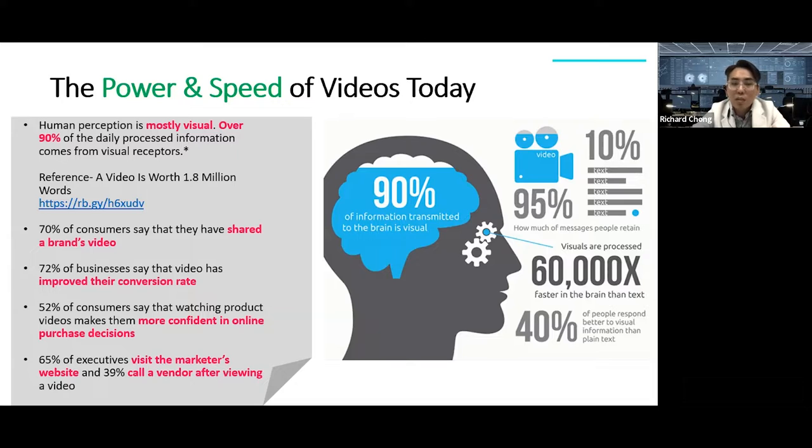70% of consumers say that they share a brand video. 72% say that video has improved their conversion rate. 52% of consumers say that watching product videos makes them more confident in their online purchase decision. What does it mean? It means that if you show me this thing will work by your demo video, most likely I'll consider buying. Unlike if you show me a piece of paper with artwork, most likely I'll consider first. So this is very direct. 65% of executives visit the marketer's website and 39% call a vendor after viewing a video. So, do you think video is a good marketing platform for yourself or for your business?